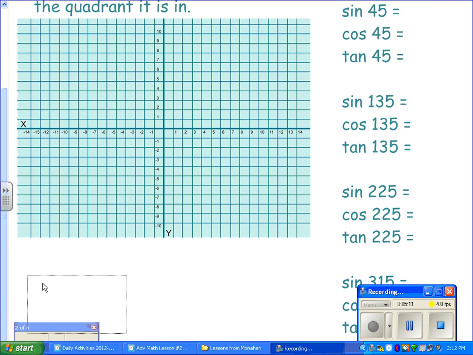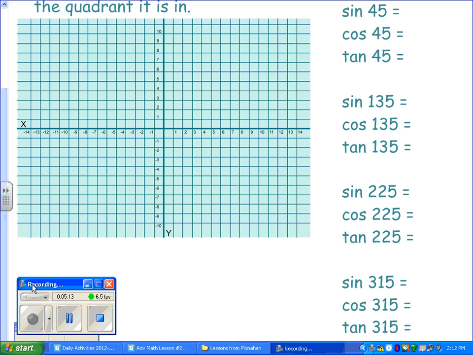So we're going to look at sine, cosine, tangent of 45, sine, cosine, tangent of 135, sine, cosine, tangent of 225, and sine, cosine, tangent of 315. Where did these all come from? From the first slide. 45, 135, okay? Now we're going to look at the sign, positive or negative.